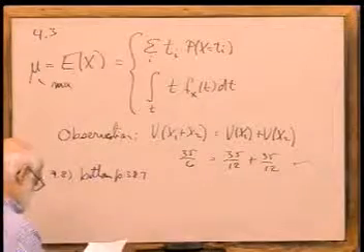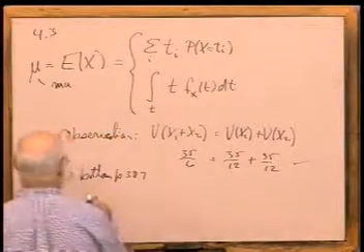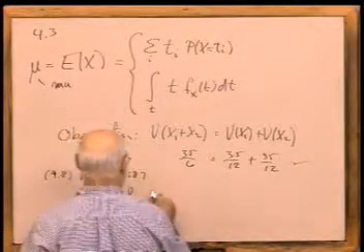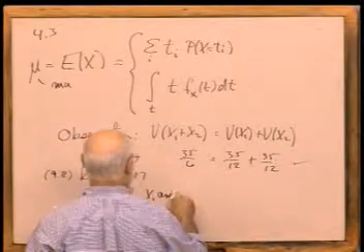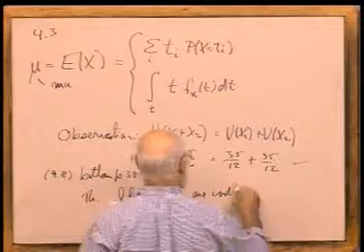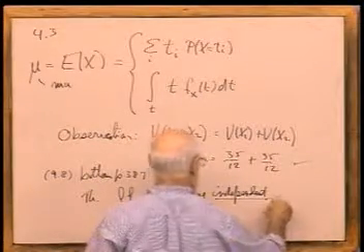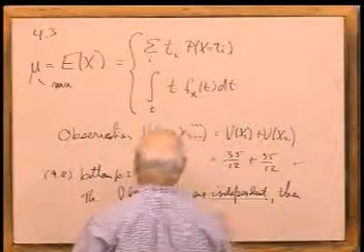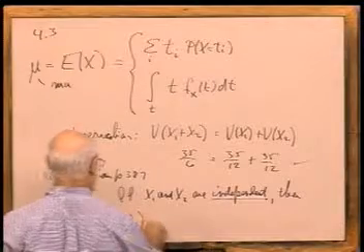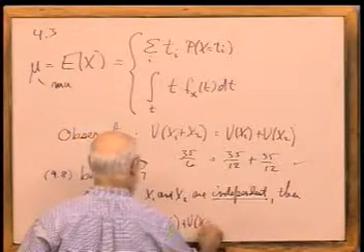So here's the theorem. The theorem says this. Theorem: if x1 and x2 are independent, then the variance of x1 plus x2 is equal to the variance of x1 plus the variance of x2.